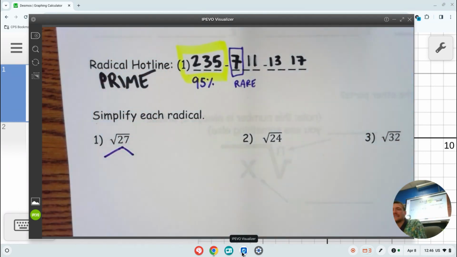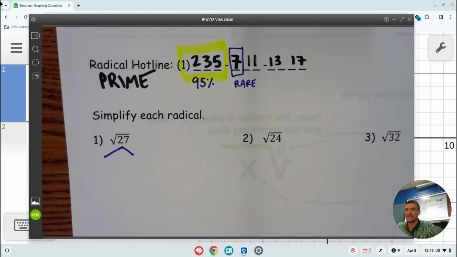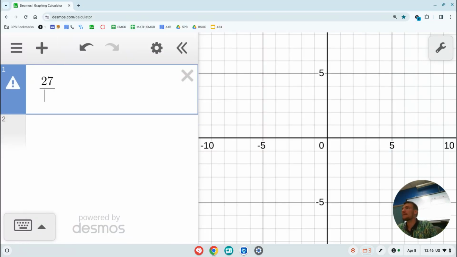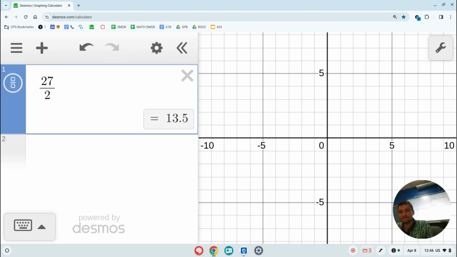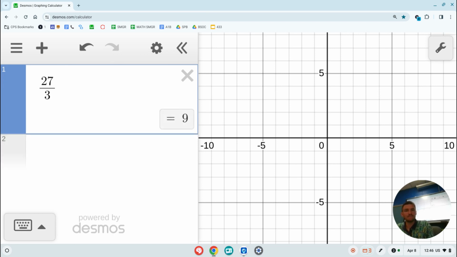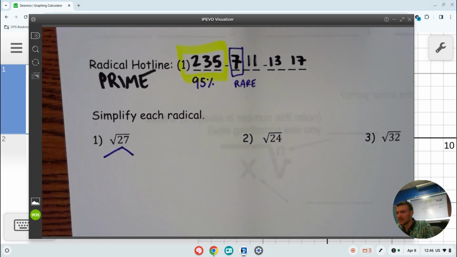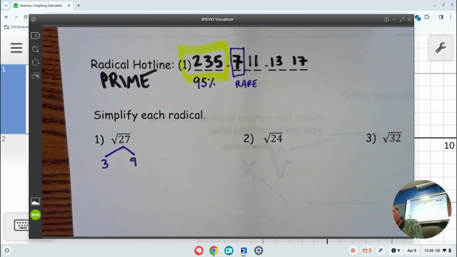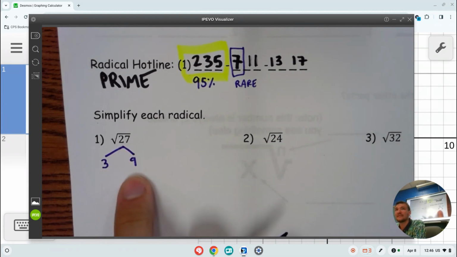Starting with 27, we're going to go to Desmos. We're going to type 27 divided by, and we're going to just start with the 2. Does the 2 work? No, because I get a decimal. Okay, so try the 3. Does the 3 work? Yes. So we're going to break this up into 3 and 9. Because 27 is 3 times 9.